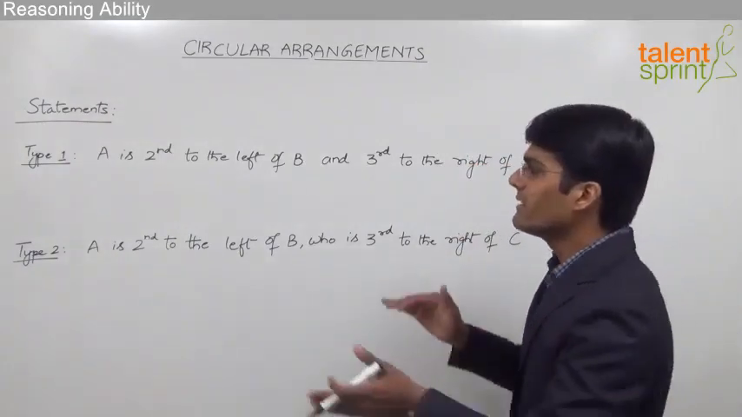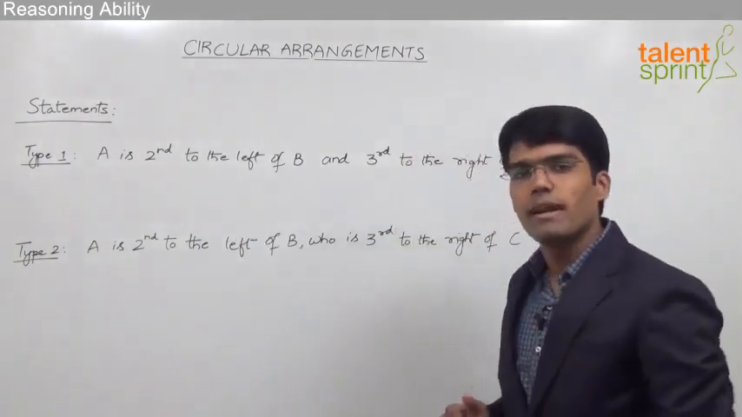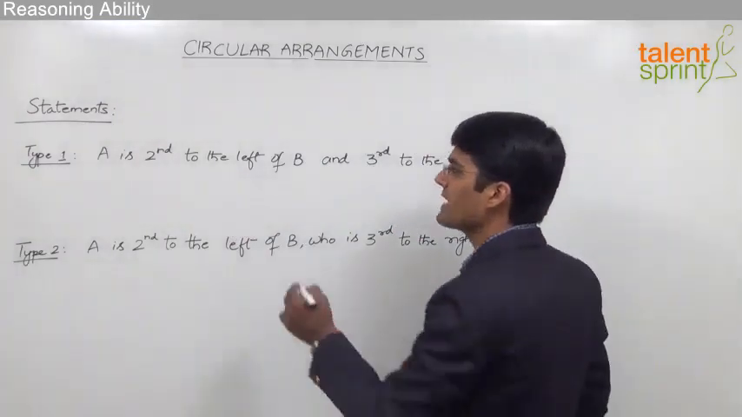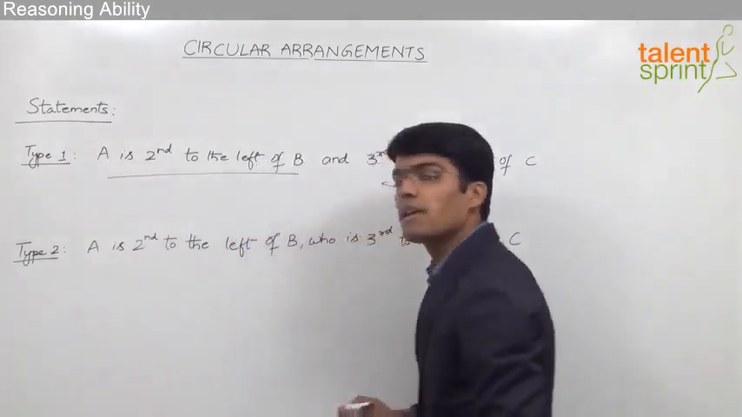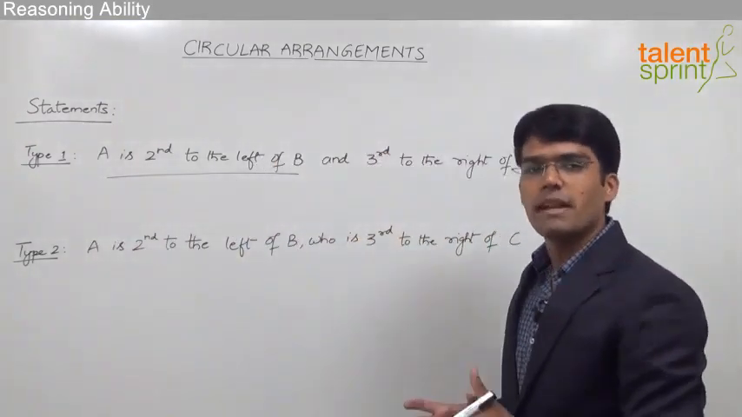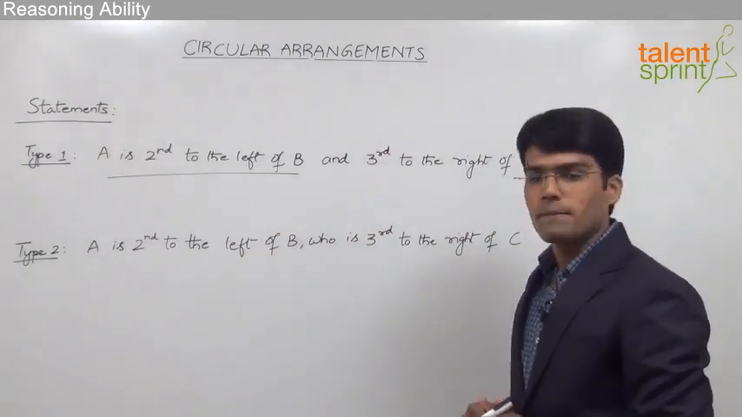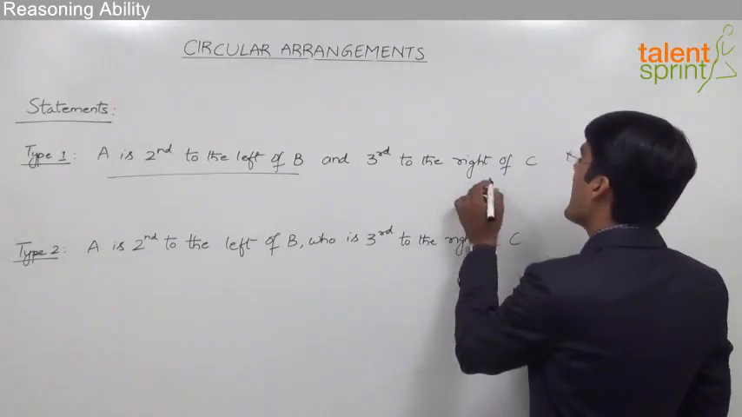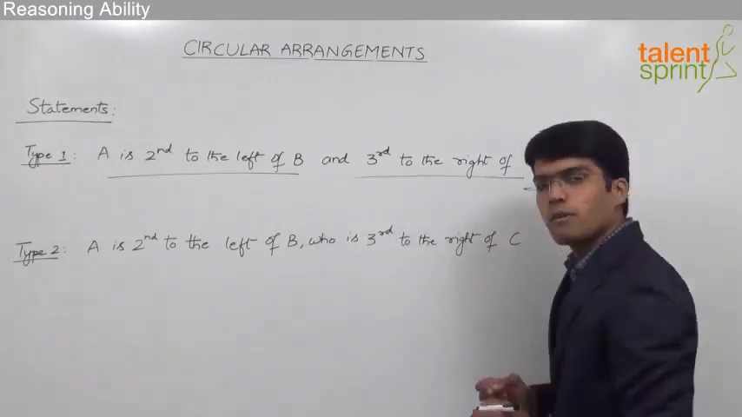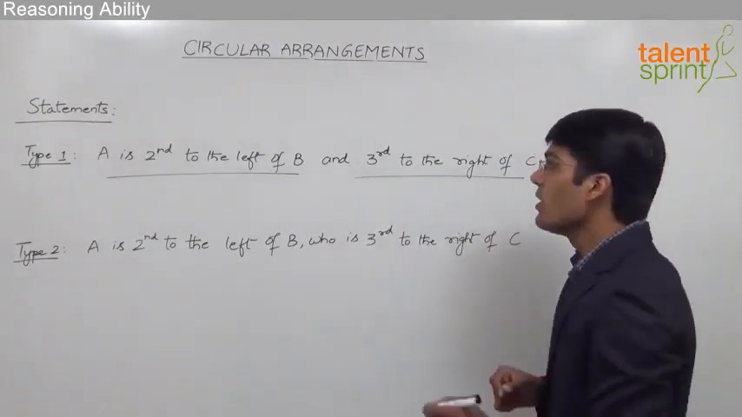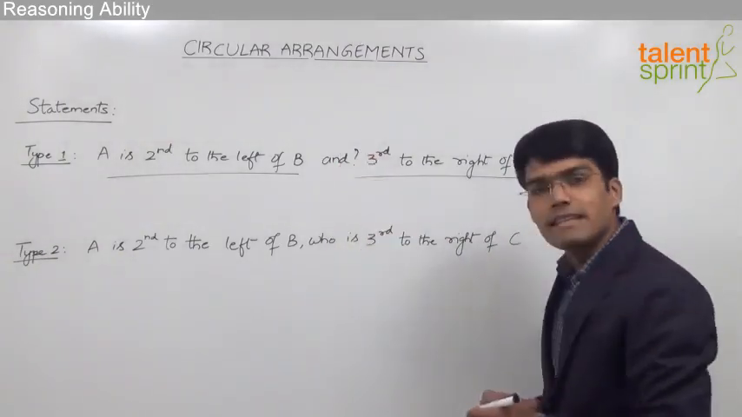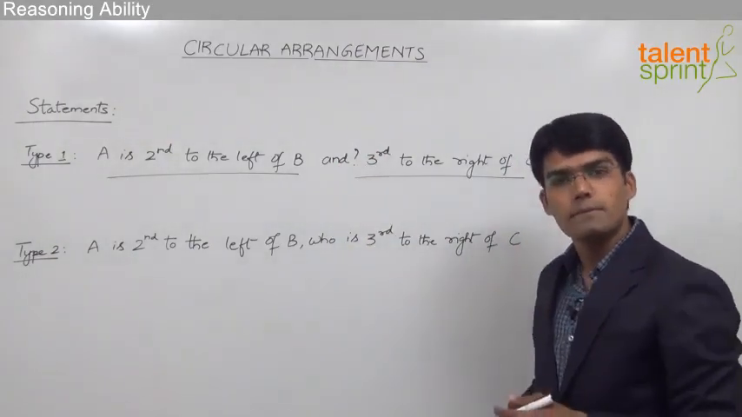As you can see here, the complete sentence can be divided into two parts. The first part is A is second to the left of B. So depending on the arrangement, we can mark A 2 places to the left of B. And the second part of the sentence is and third to the right of C. Now the question is, who is third to the right of C? Is it A or B?